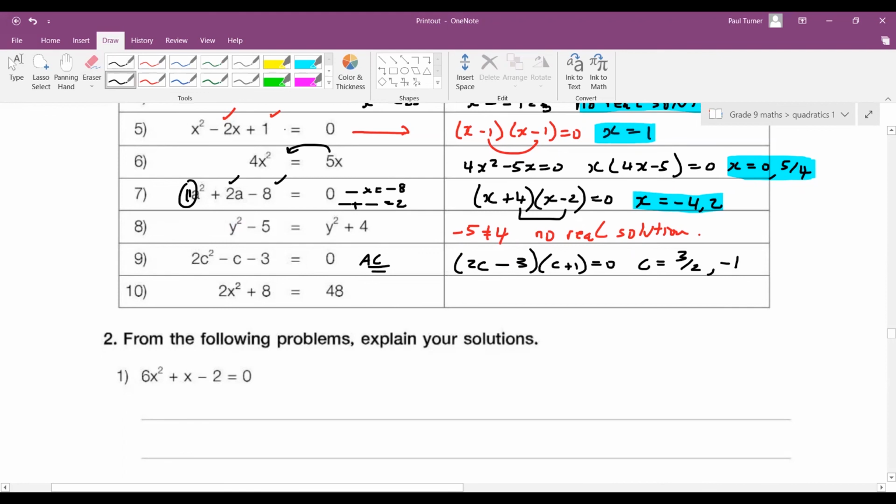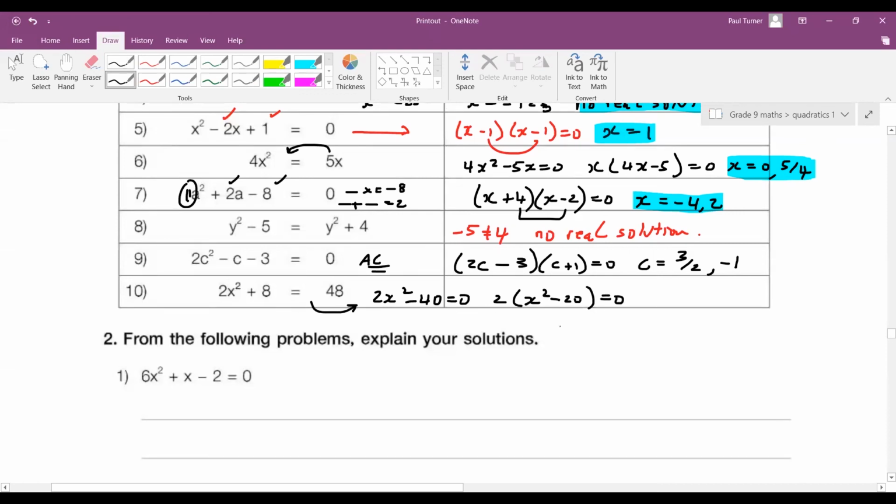Now this question will be a binomial, but let's have a quick look. We're going to end up with 2x squared, 8 minus 48, that's minus 40, equals 0 when I change this problem. Here the common factor will be 2. x squared minus 20 equals 0.